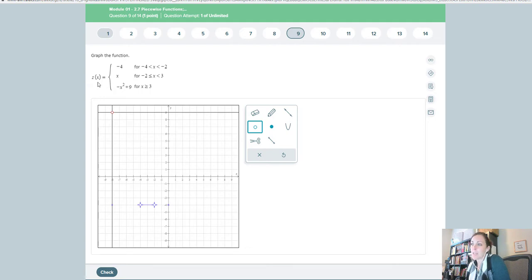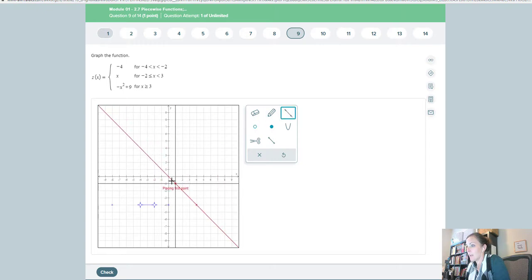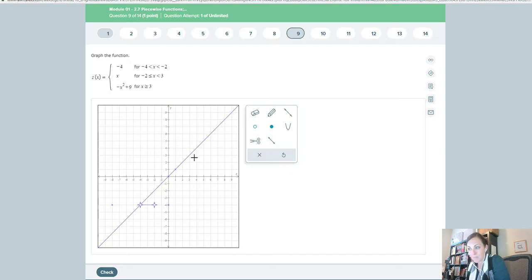For the next piece, we're looking at z of x equals x. Well, that's the identity function. That goes through 0, 0, and it has just the slope up 1 over 1. So I'm going to sketch that. I'm going to get my line tool again, and I know I'm at 0, 0, up 1 over 1, up 1 over 1. And so that's the line. But again, it only says it looks like that between -2 and 3, where x's are -2 and 3. So -2 is here. So we're going to kind of have to put a point here to cut. And then at 3, which happens to be right here, we'll cut.